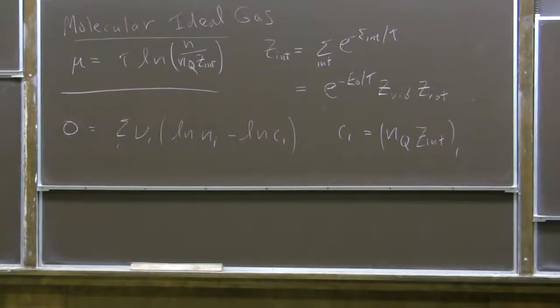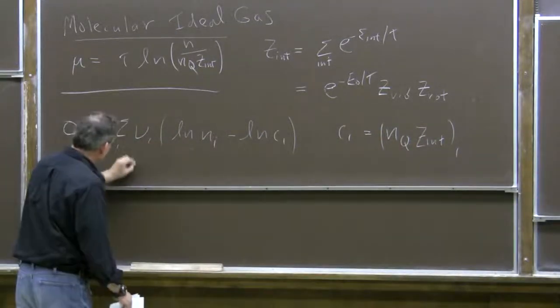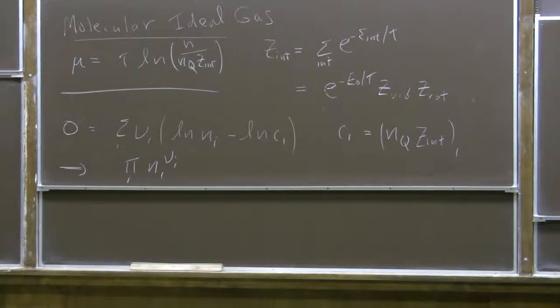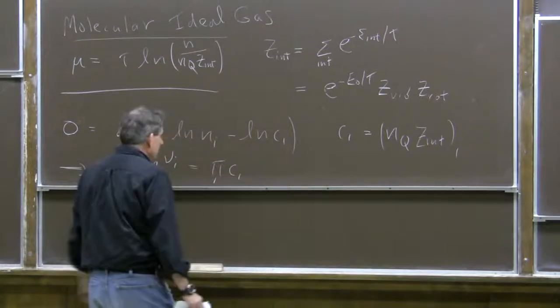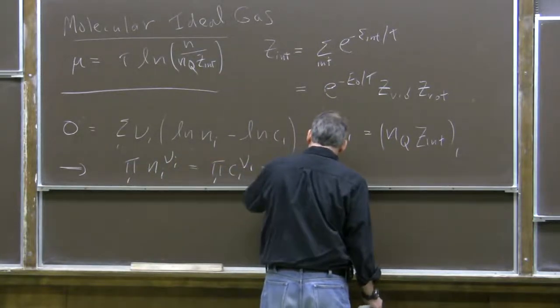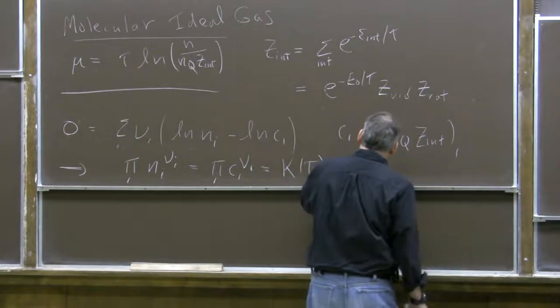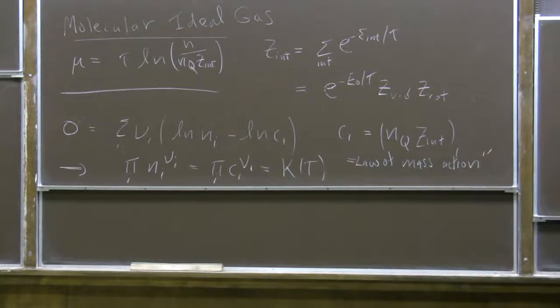So putting the log of C_i on the other side and exponentiating both sides, the product over species of the concentration of species i raised to the power nu_i, determined by the chemical reaction in question, is equal to the product over species of C_i raised to the nu_i, which is some function depending on temperature. I'll call it K of tau. So that's the law of mass action, which governs the equilibrium concentrations in a chemical reaction where all the species can be treated as ideal gases.